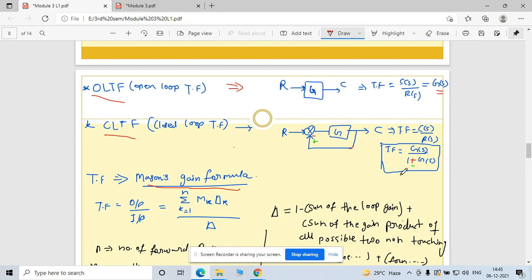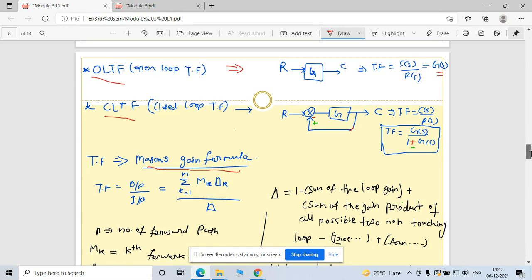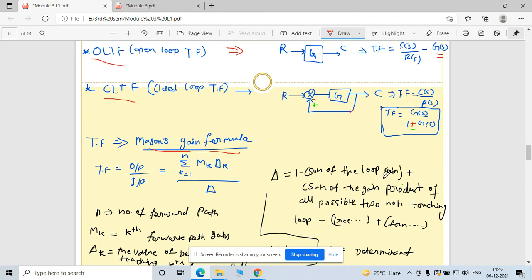So this is nothing but the summation of Mk into del k divided by del, which is nothing but 1 minus the sum of loop gains, plus the sum of the gain products of all two possible non-touching loops. How do we define this? Now for this circuit, this is a closed path, right? So this is one loop, right? This is one loop, loop one.